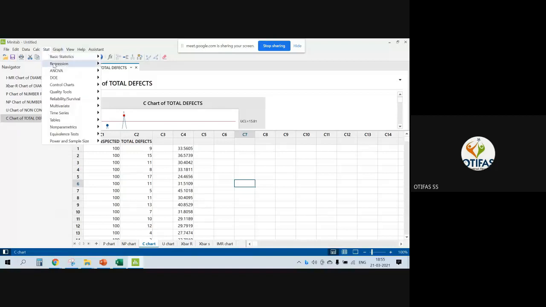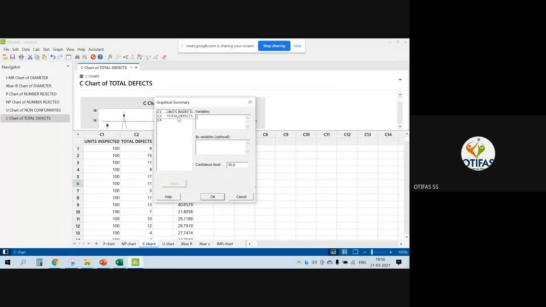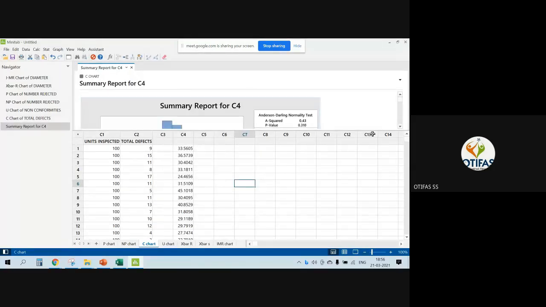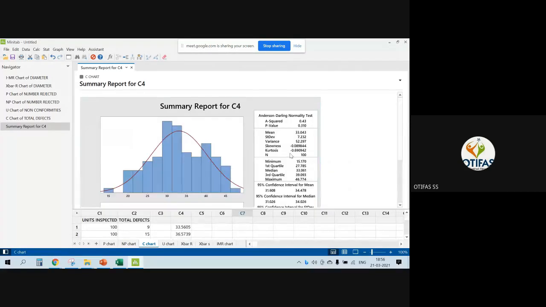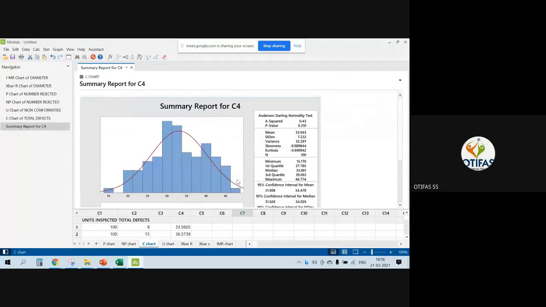Now, if you want to do basic statistics, you can go to graphical summary, take this C4, and it gives you all the graphical summary. What is the mean? You asked for a mean of around 32 point something, with a standard deviation of 7.2, and you get the median, mean, mode, everything. So you can generate data, no problem. Do it and then just conduct your study.